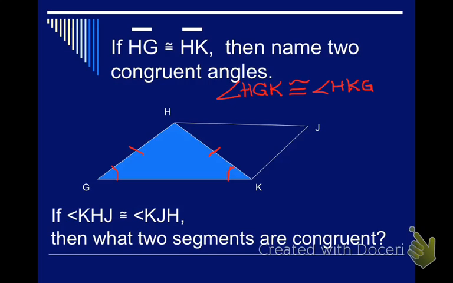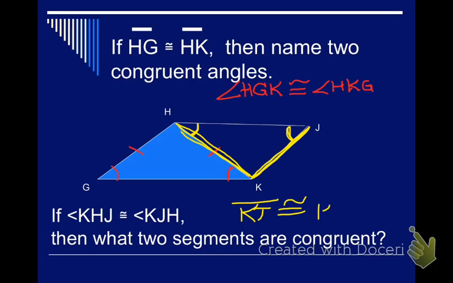As a separate example, if angle KHJ, here's the angle KHJ, is congruent to angle KJH, so now we're talking two angles are congruent, then what two segments are congruent? Well, by the converse of our previous statement, we're now looking at KJ and KH being congruent segments. So KJ congruent to KH. Okay, and that all has to do with isosceles triangles there.